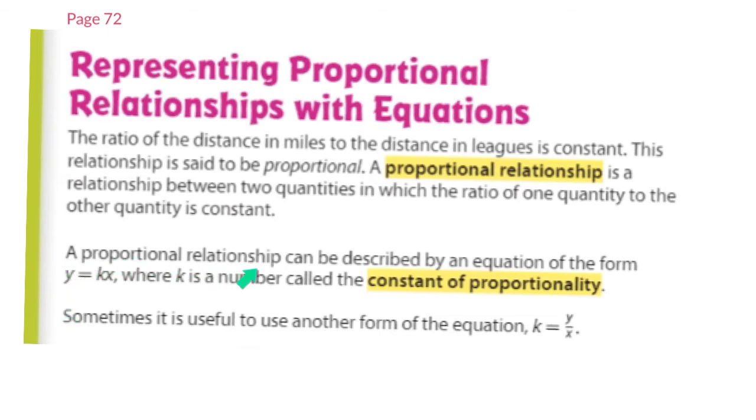A proportional relationship can also be described by an equation of the form y equals kx, where k is called the constant of proportionality. So the x and the y represent points on a line, and k is your constant of proportionality. Sometimes it is useful to use another form of the equation, k equals y over x. We may not see this quite as often. This is probably going to be much easier for us to use.